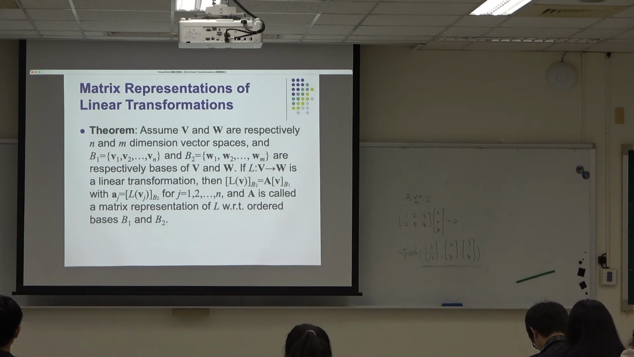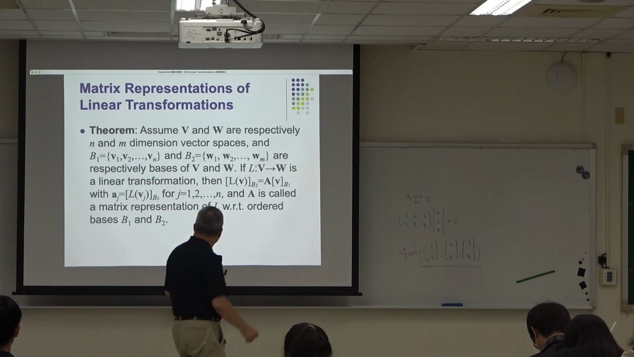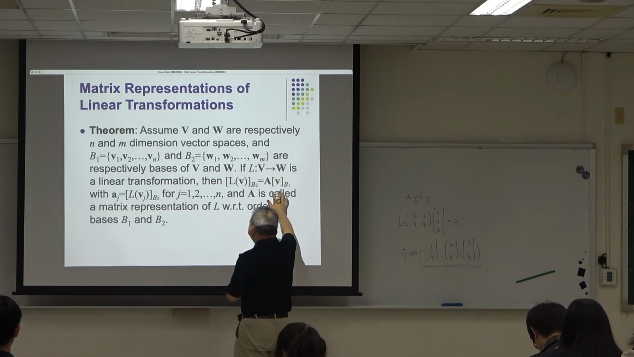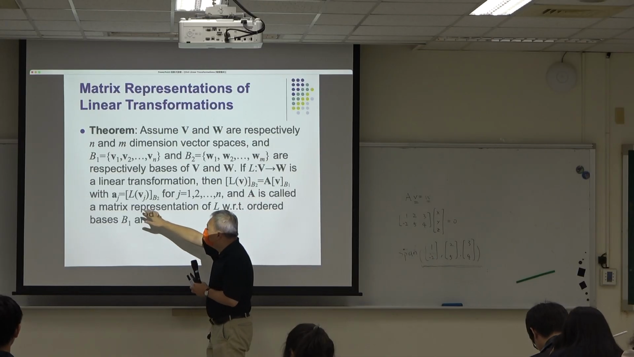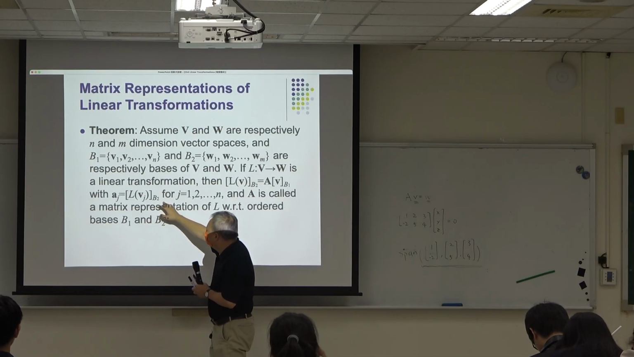Assume V and W are respectively n and m dimension vector spaces. B1 equal to this, and B2 equal to that are the bases of V and W. If L from V to W is a linear transformation, then you can represent your linear transformation as [L]_B1,B2 equal to A, with A_j equal to [L(b_j)]_B2.